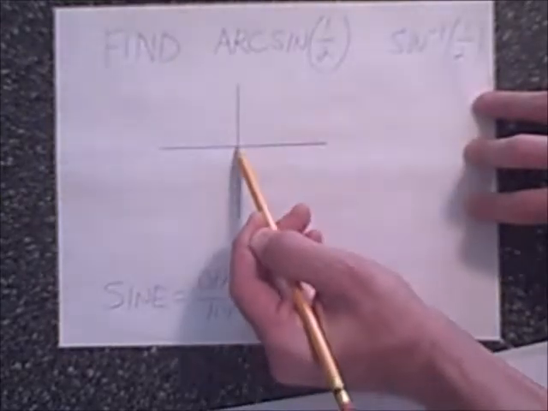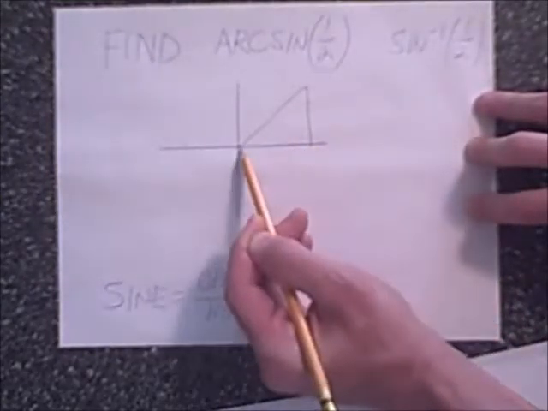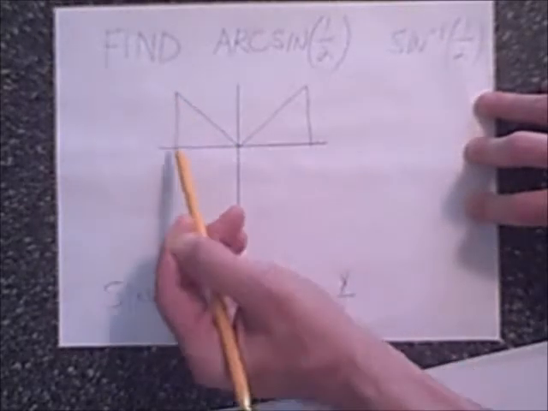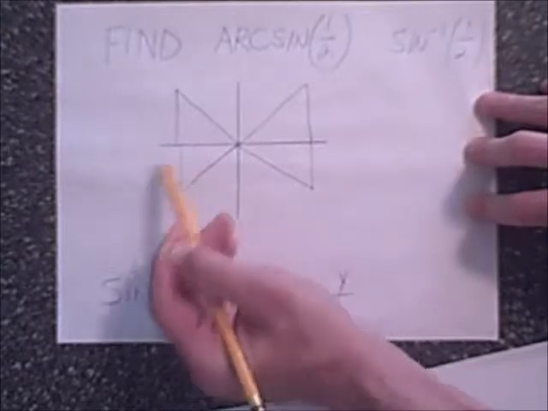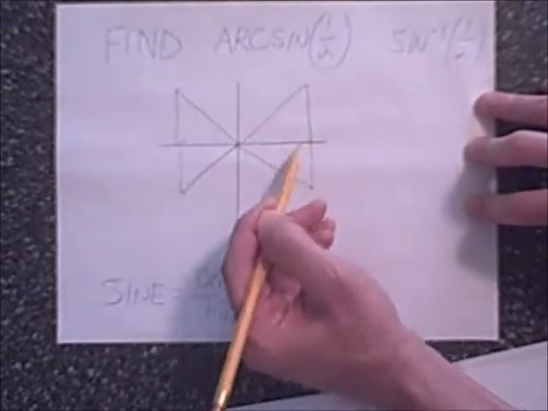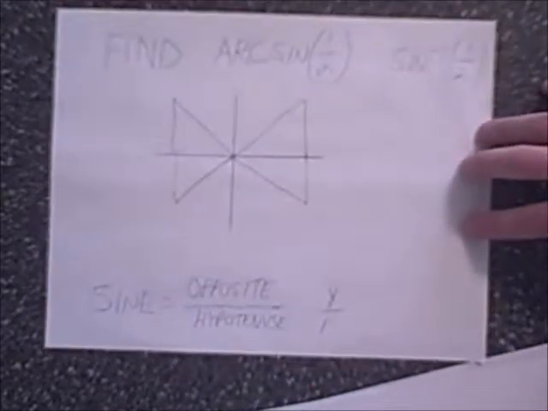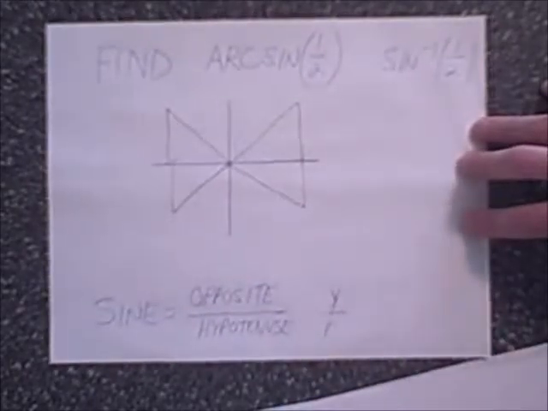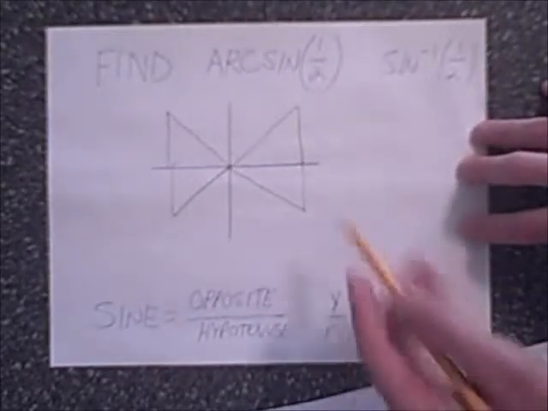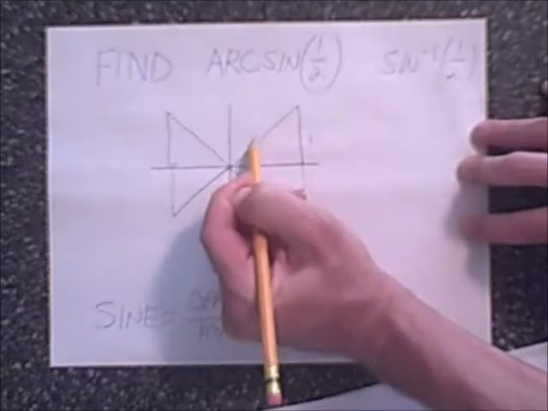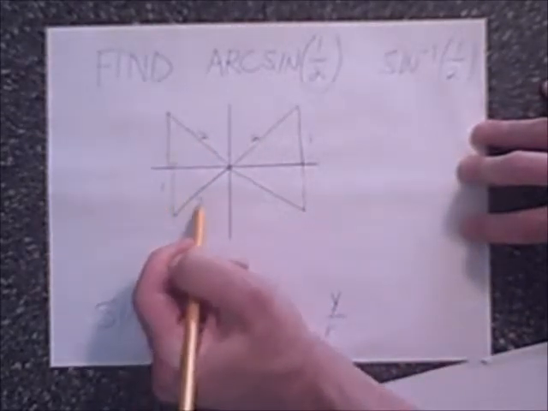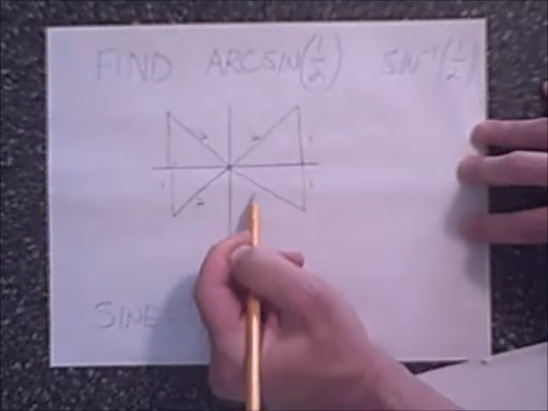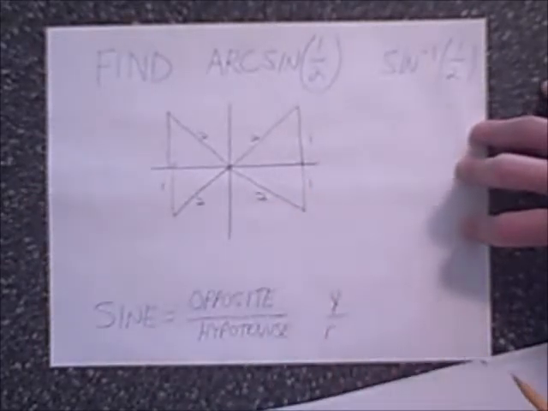So let's do that. Here's one triangle in quadrant 1, quadrant 2, quadrant 4, and this is quadrant 3. Of course, these are all right angles. Then what I say to myself is, we're looking for the arcsine, which is opposite over hypotenuse. So I'm going to write opposite over the hypotenuse for each one. Those are our 4 options.